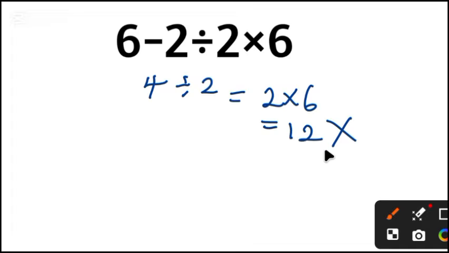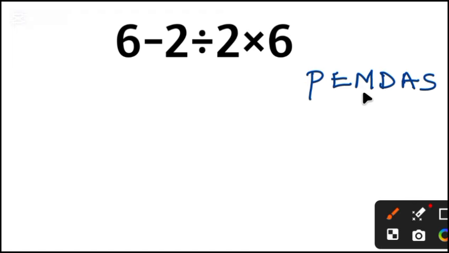because according to order of operation, which is PEMDAS, multiplication and division has the same order of priority. We evaluate from left to right. In this equation, we do the division first before we do multiplication, and finally we do subtraction.